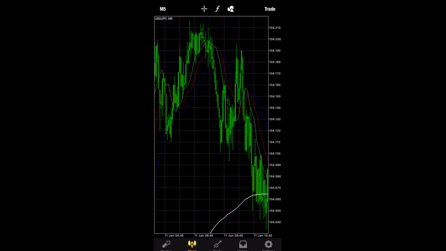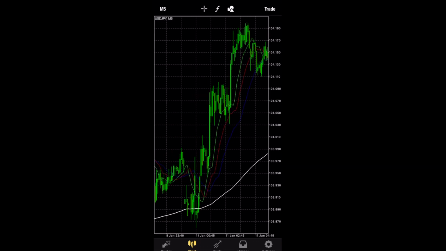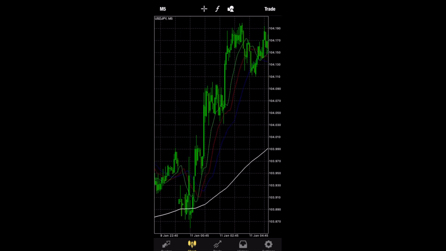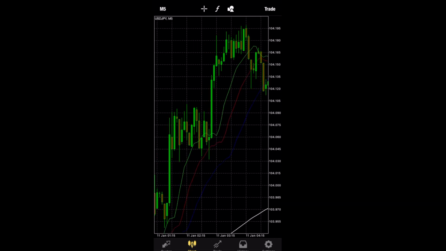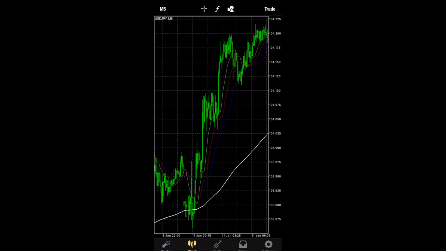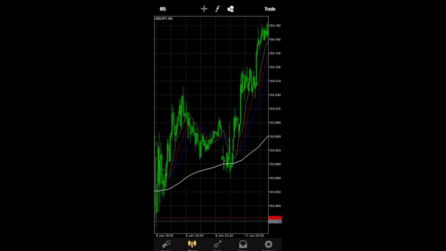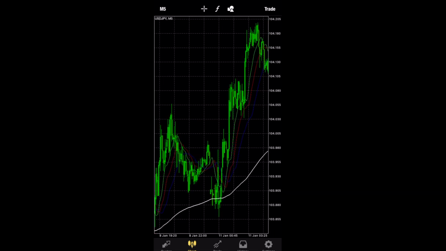Let's look over here. You can see price is in a strong uptrend here. The candles are all above all three lines, and all three lines are spread out pretty far. Also, you can see price hitting these moving averages. It's hitting the 200 moving average. It's acting as support.